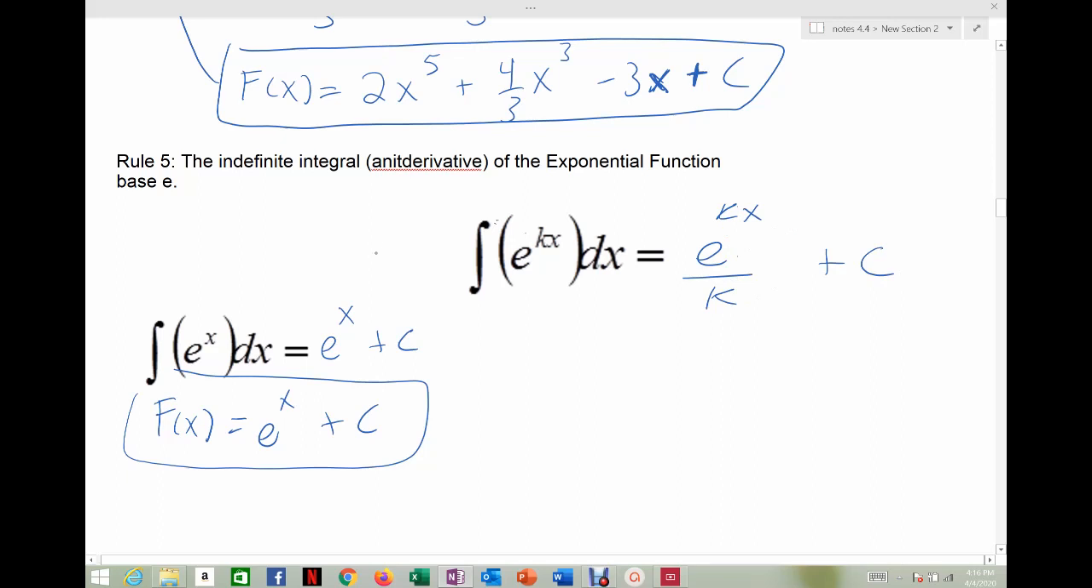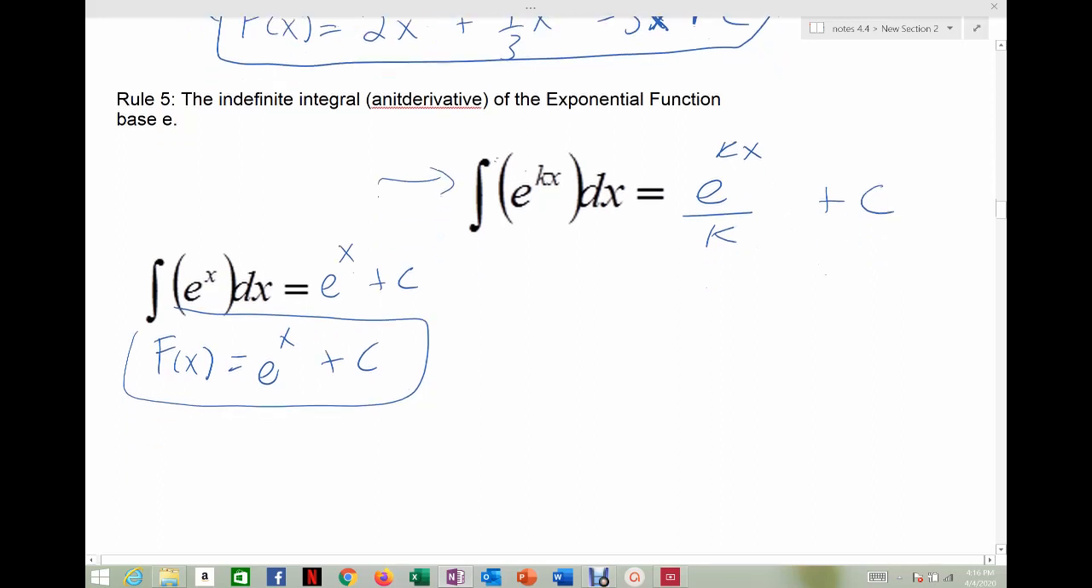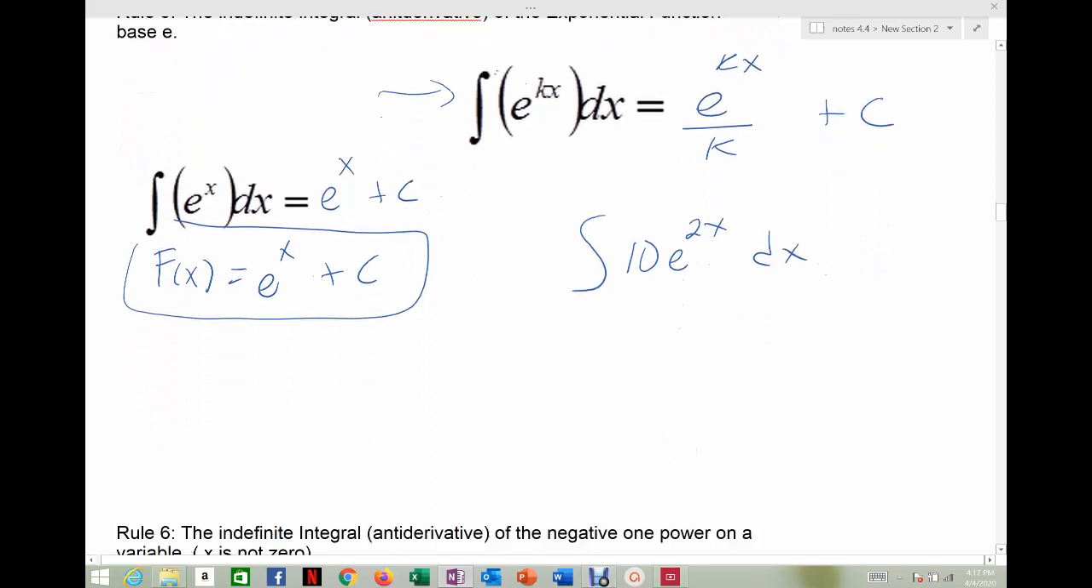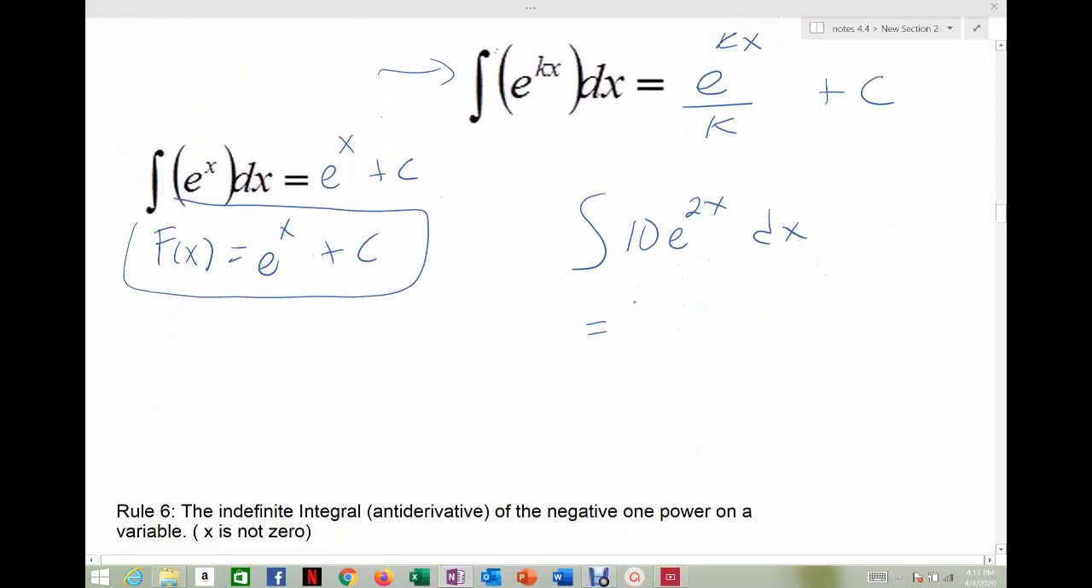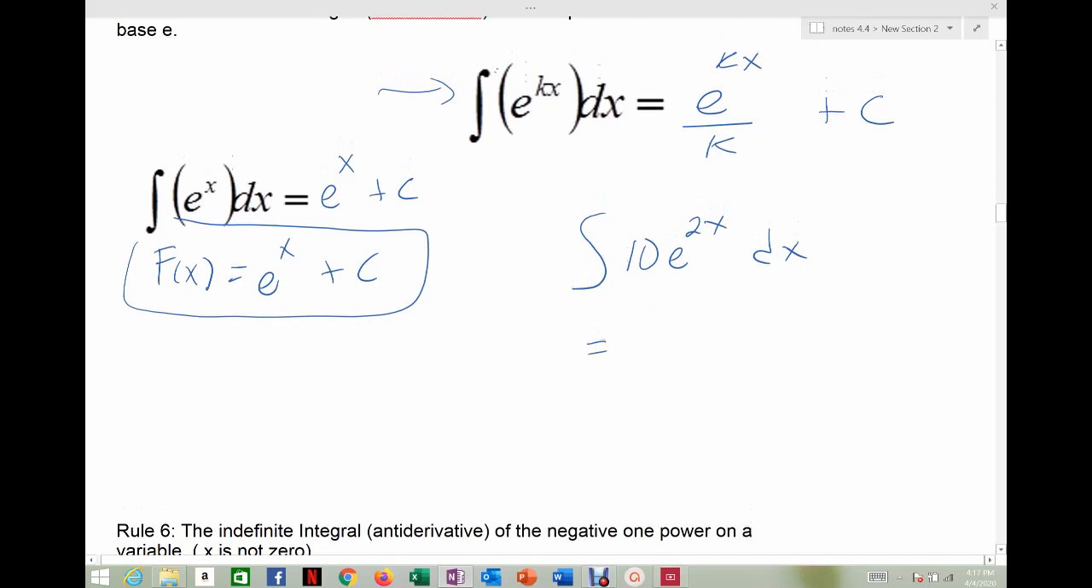And so I am going to do an example of this case. So suppose that I had 10e to the 2x. The antiderivative of that would be itself, 10e to the 2x, but I'm not done yet because of the 2. I've got to divide by that 2, and then there's the unknown constant at the end. And so simplifying it, it would come out 5e to the 2x plus c.